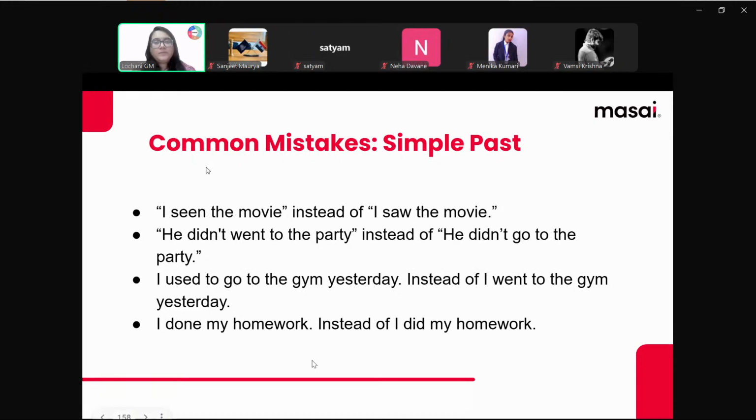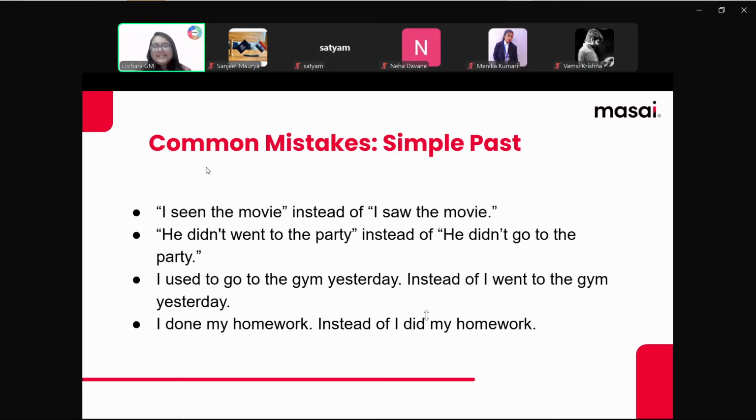And one more common mistake to avoid is using done instead of did. Done is actually the past participle form of the verb. So let's put those terminologies aside. But if you want to talk about what is the past tense of do, okay, did is the past tense. So you simply use did. You don't say, I am done my homework yesterday or I am done my project yesterday. You simply say, I did my project yesterday or I did my homework. Okay. So these are the things to keep in mind when using the past tense.